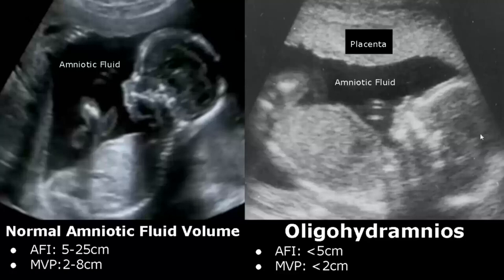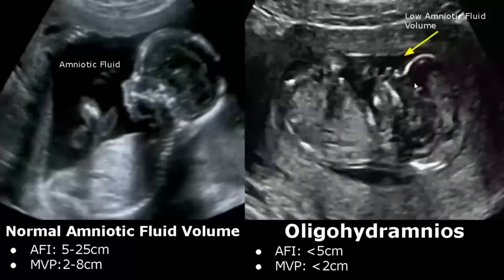This image is of oligohydramnios, in which there is low amount of amniotic fluid. We can see a reduced amount of fluid around the fetus as compared to the fluid amount in the normal image. The AFI value will be less than 5 centimeters and MVP value will be less than 2 centimeters for oligohydramnios. Here is another image showing oligohydramnios. There is reduced amount of fluid around the fetus.